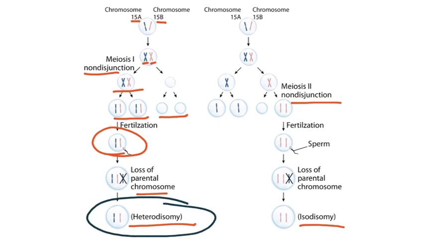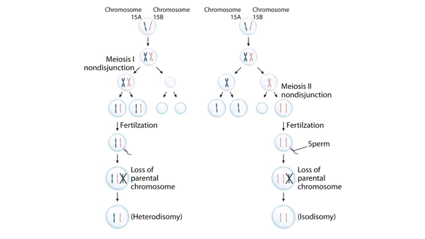However, if you look at the right side of the figure, you can see that if non-disjunction occurs during meiosis 2, then this results in 2 15B chromosomes. This slight difference ultimately determines if we refer to the abnormality as heterodisomy or isodisomy. Okay, so how does this apply to Prader-Willi syndrome and Angelman syndrome?